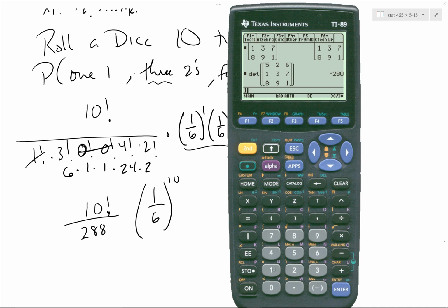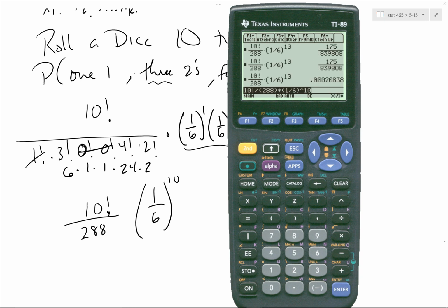Well, let's try it. So it's 10. And on this calculator, if you go second, math, 7. So 10 factorial divided by 288 times 1 divided by 6 to the 10. Oops, nope. Try again. Nope. Delete. Oh, I know. Hit it again. Yes, there's that answer. Or if you prefer diamond enter. No, give it to me.